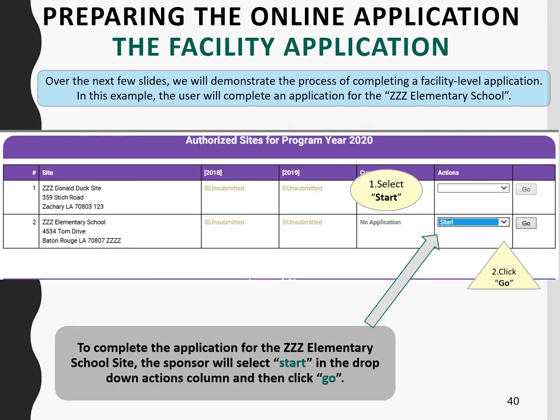Over the next few slides, we will demonstrate the process of completing a facility-level application. In this example, the user will complete an application for the ZZZ Elementary School. To complete an application for ZZZ Elementary School site, the sponsor will select Start in the drop-down Actions column and then click Go.